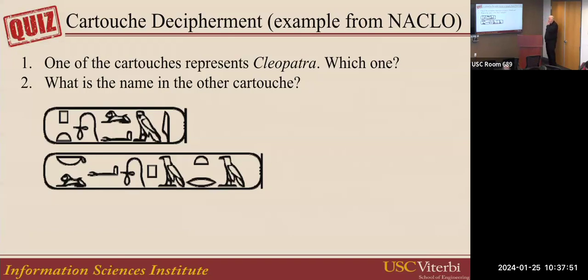Okay, which leads us to the second question. So what's the name of the other cartouche? Gleb? Now the 50-50 thing doesn't work anymore. What, Jake? It is Ptolemy, yes.